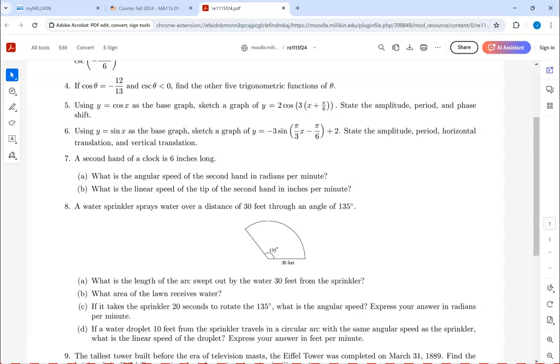Yeah. So number 5, you said that would be like on the no calculator section. The base graph. Just the base graph. Yeah, just the base graph. Okay. But the transformation part will be on the calculator section. Yep.